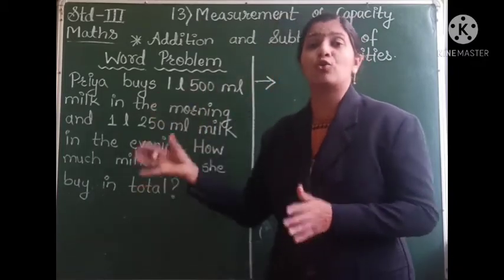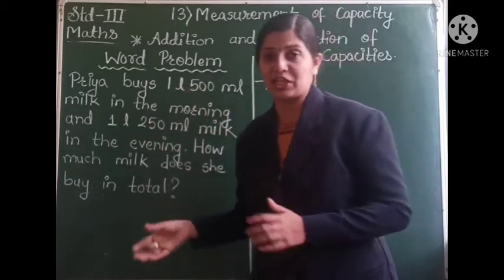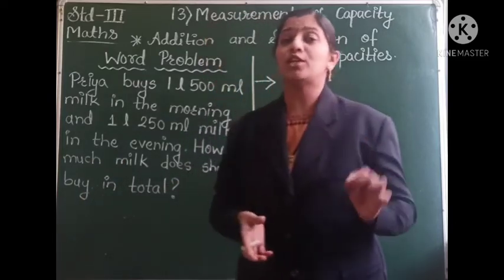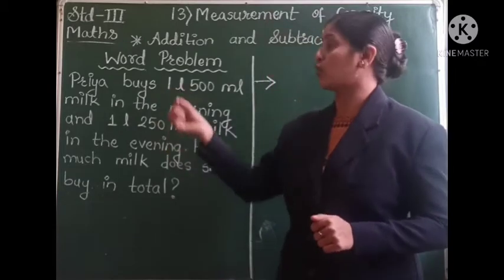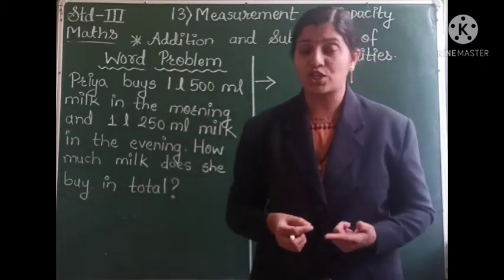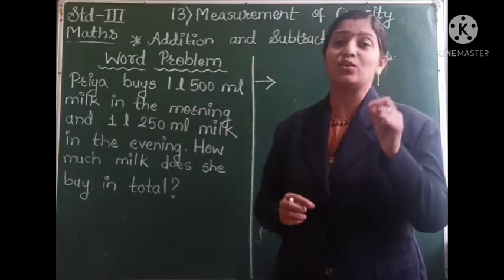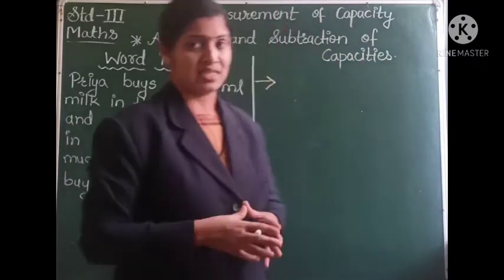So if we want to find out the total, then we have to do the addition. But since this is a word problem, we need to take care of a few steps. The first thing is we have to write whatever is given in words, then we have to do the calculation, and at last we have to write the answer in words. So let us start solving this problem.